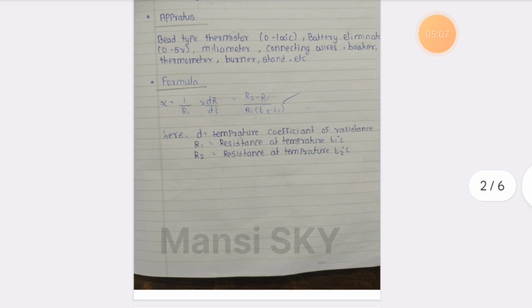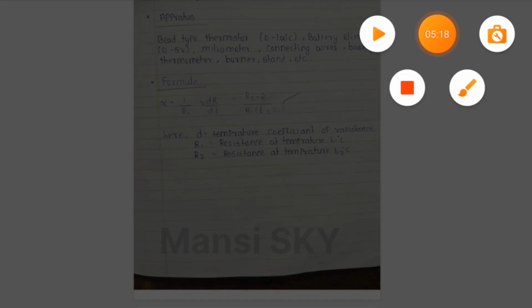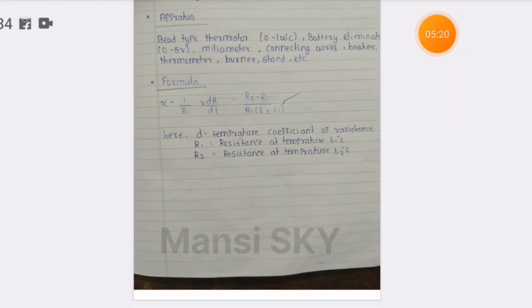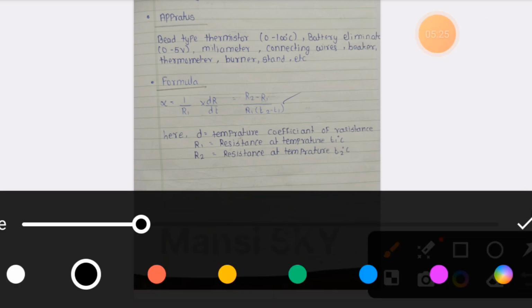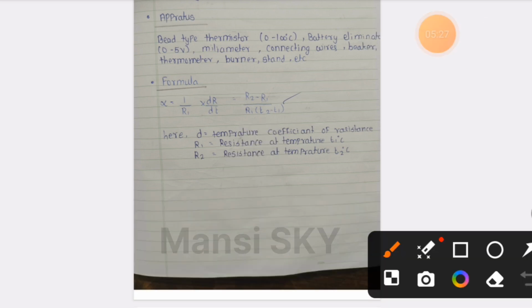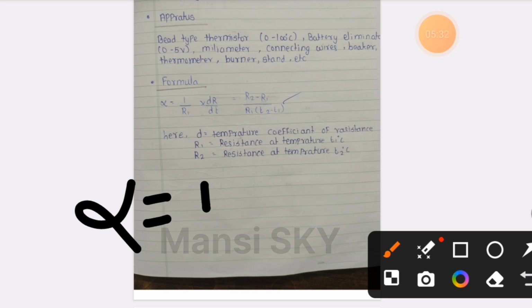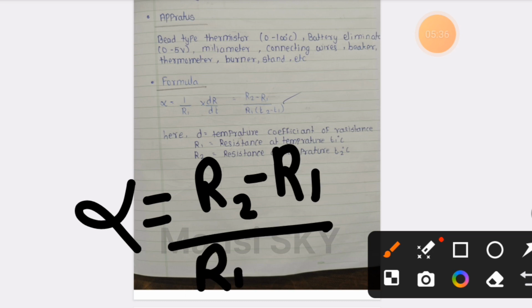Then we have the formula. What is the formula? For finding the coefficient of resistance, as we have to find here alpha. The formula for finding alpha is nothing but R2 minus R1 divided by R1 into T2 minus T1.